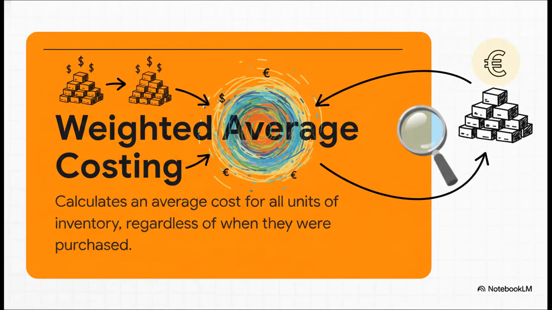So what is it exactly? Well, instead of obsessing over the individual cost of every single batch of inventory you buy, the weighted average method kind of blends them all together. It figures out one single average cost for every identical item you have sitting in your warehouse. Just think of it like creating one smooth blended cost that represents your entire stock.